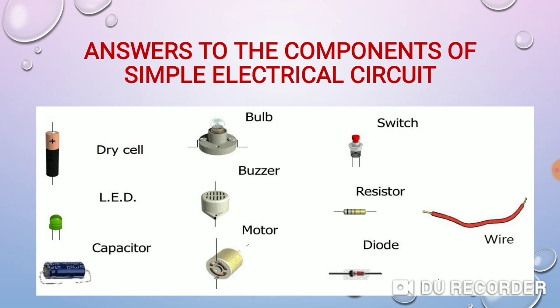Then switch. Now remember, the switch symbol can be in different forms. So this is just one type of switch. Then we have the resistor, the diode, and the wire. Now, if you have been able to mention at least 5 of the examples, you have done well. Keep it up. And if you have done less than 5, don't worry, don't give up. It's a good attempt.